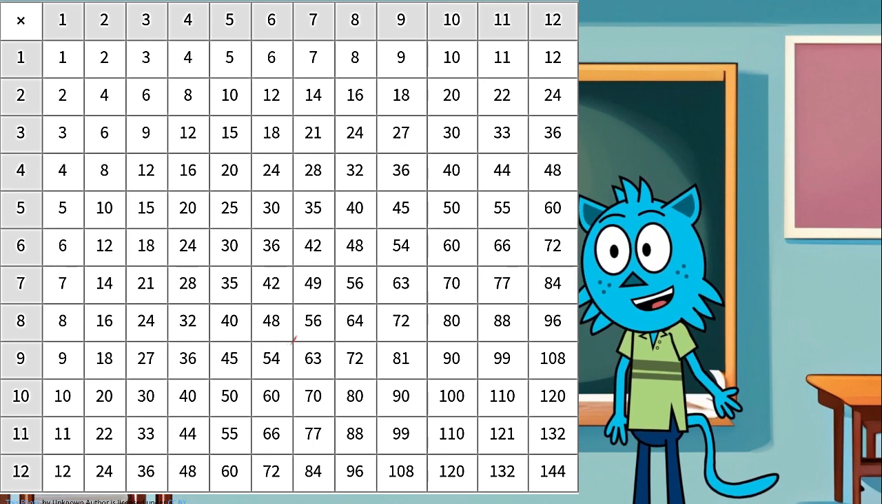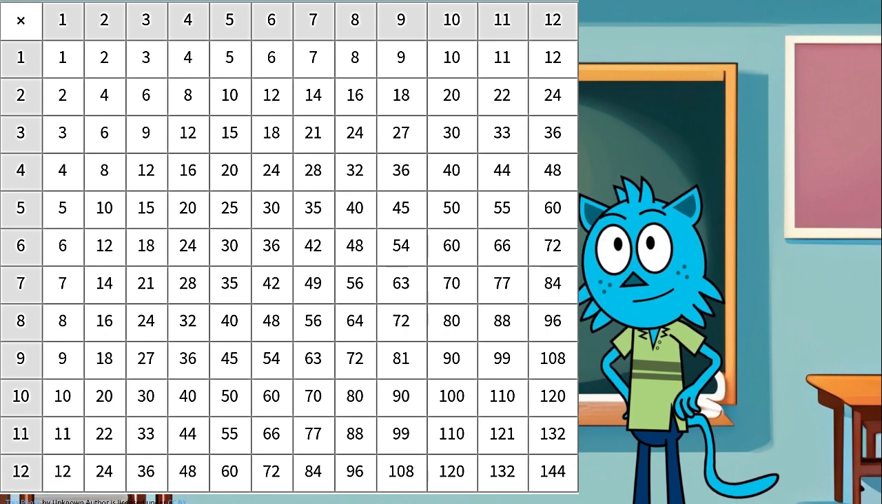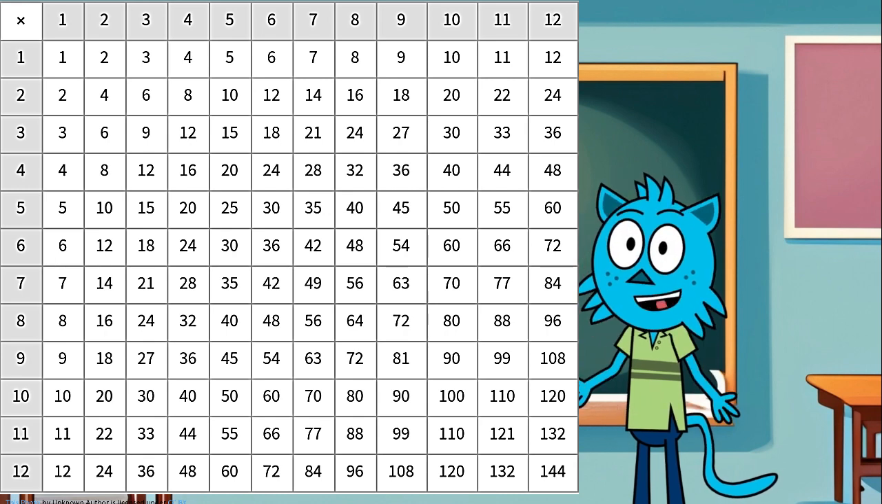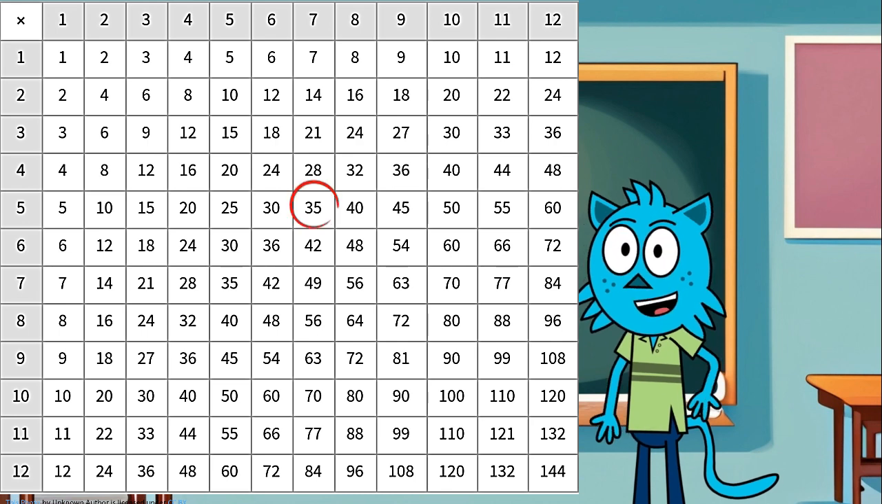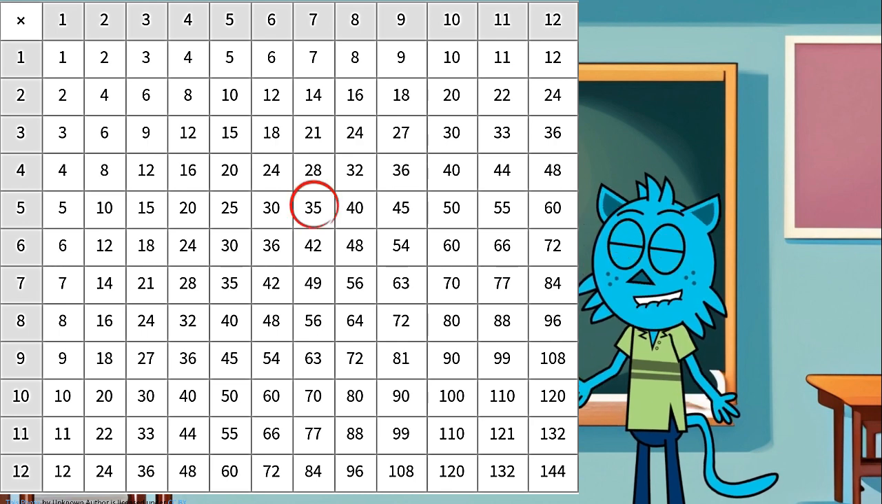Here's one more example to try. Will you assist me? Where in this chart does 5 meet 7? They cross paths at 35. So if asked, what is 5 times 7? We apply our wizardry, peer into the table, and discover 5 times 7 equals 35.